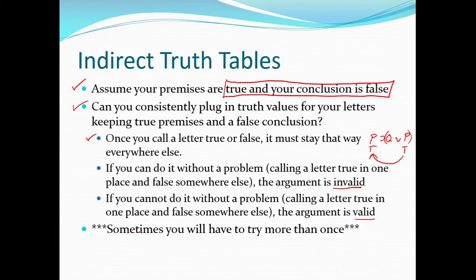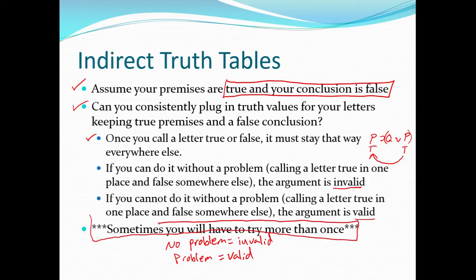So no problem equals invalid. Problem equals valid. With one side note, sometimes you're going to have to try to find a problem more than once. And that's going to be situations where there's a couple different ways you could make an operator true or false. We'll look at an example of that in just a second.